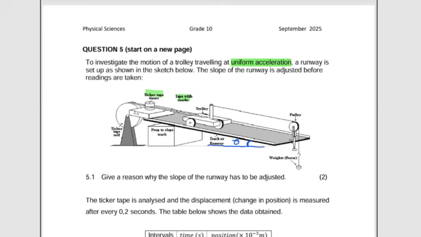Then after that, we're asked to give a reason why the slope of the runway has to be adjusted.